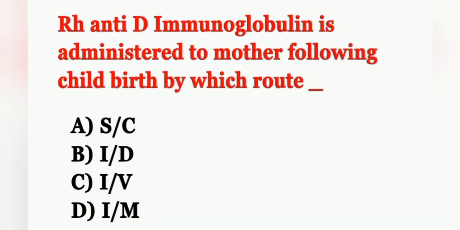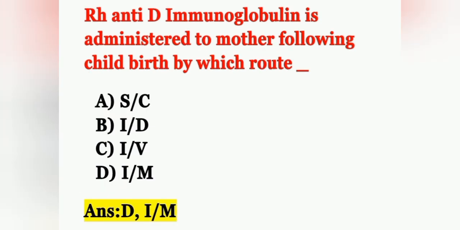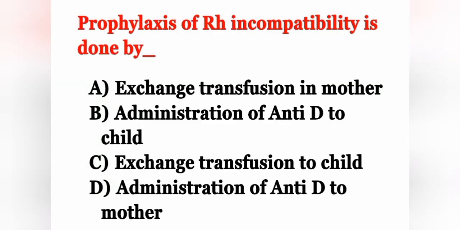The next question: Rh anti-D immunoglobulin is administered to the mother following childbirth by which route? Option A, subcutaneous. Option B, intradermal. Option C, IV. Option D, IM. The route of administration of Rh anti-D immunoglobulin is IM. Option D is the correct answer. Move on to the next question.